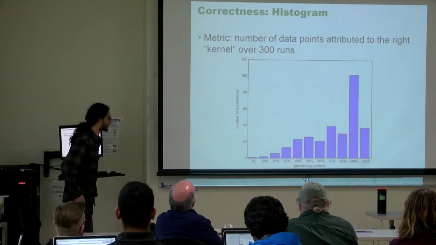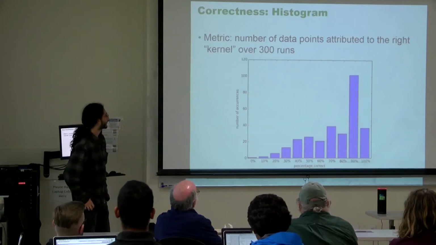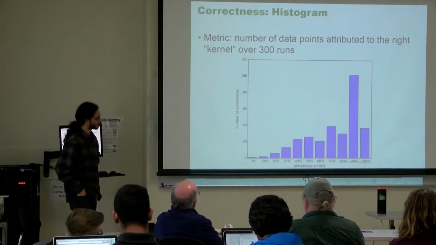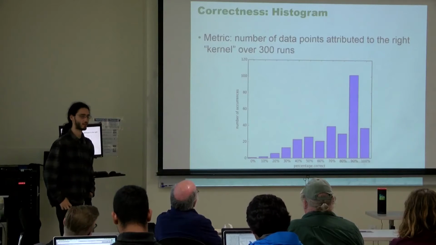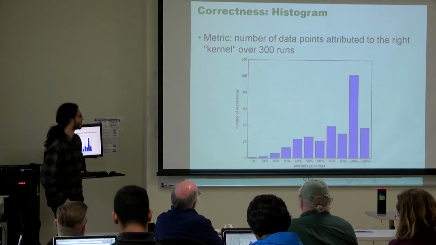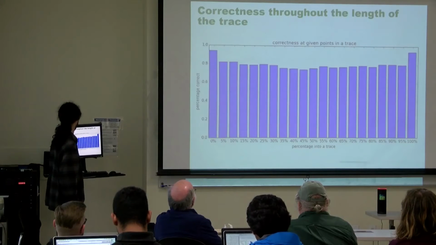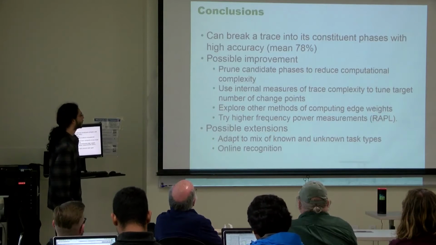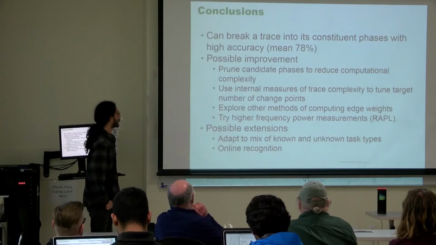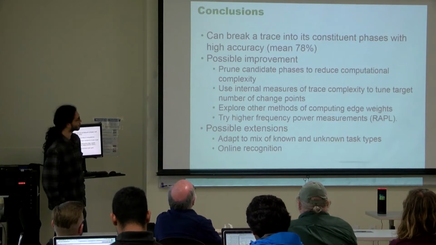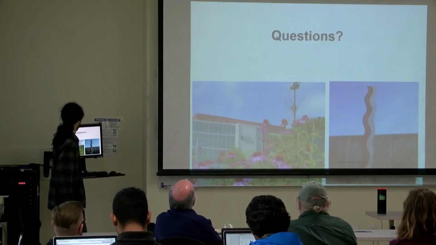And as far as correctness goes, over 300 runs, the average I believe was 78%, the median 90%, so it came out pretty good. So it came out about 70%. This does have some possible improvements, but that's the slide I removed. So, questions?